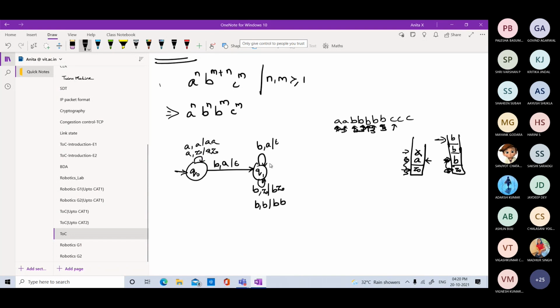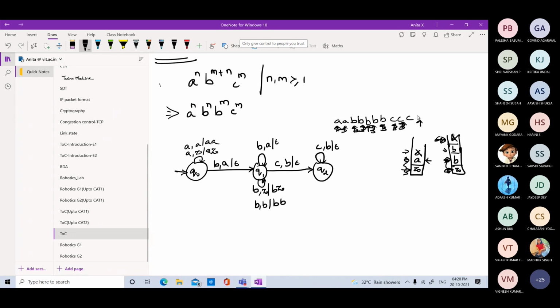Okay, so what should I do? I have to perform the pop operation, go on to another state, and then perform the pop operation. State Q2. Now, whatever may be the number of C's, I have to perform the pop operation. C and B mapping, I have to perform the pop operation. So C, B, pop.